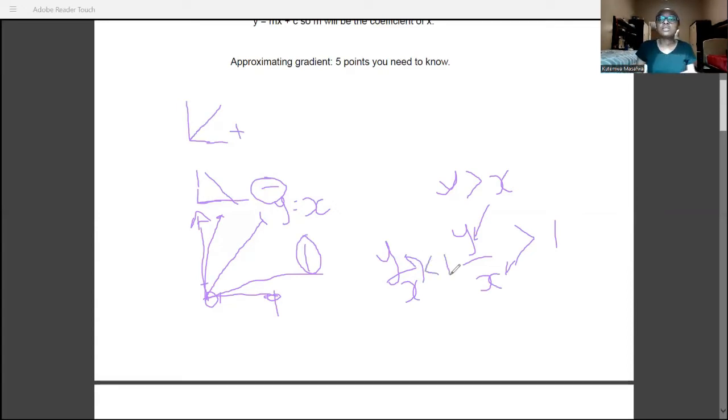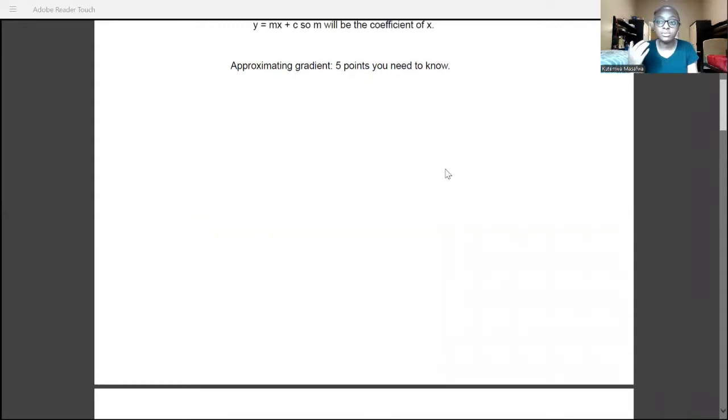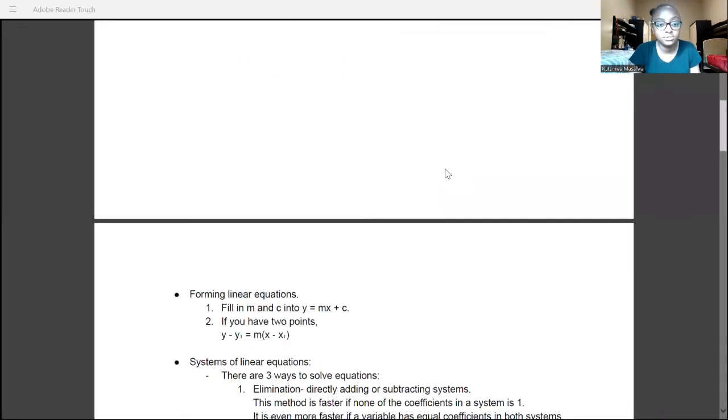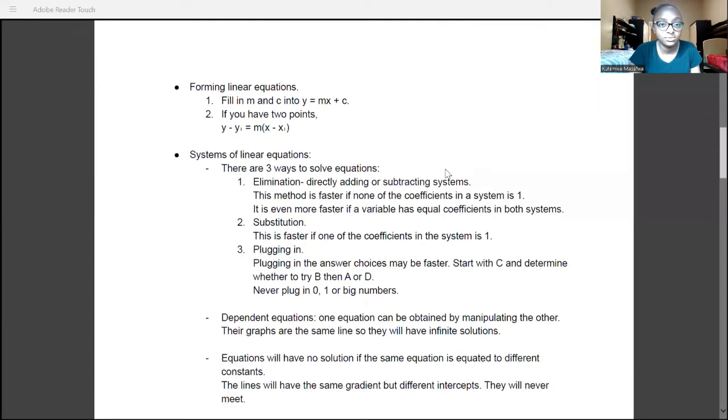Okay, so it means that whenever a line is closer to the y-axis, it's going to have a gradient greater than 1, or in short, when it's steeper, it's going to have a gradient greater than 1, and when it's closer to the x-axis, it's going to have a gradient which is less than 1, and this will be very helpful. As I said, we'll look at a question that actually utilizes this. Okay, so that's about approximating the gradient.